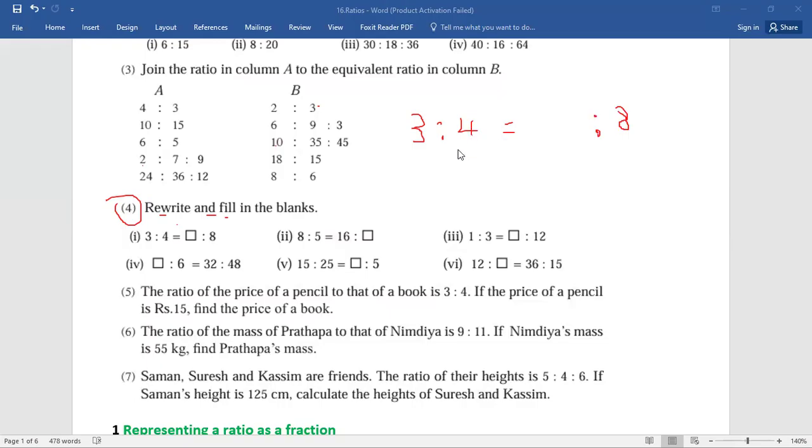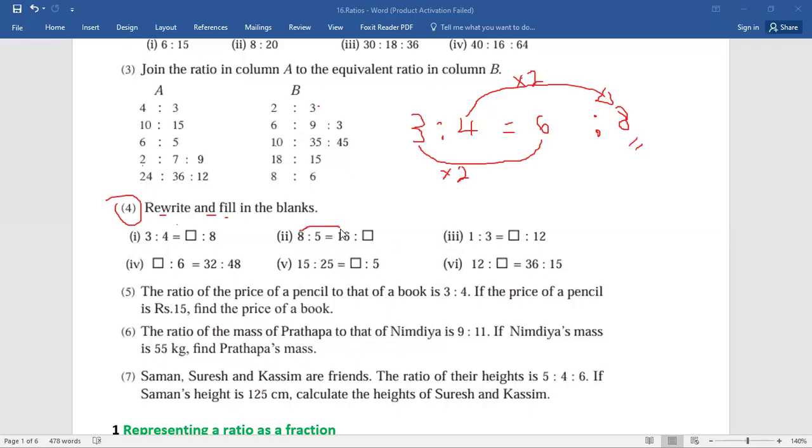So what is the only data that we can use? 4 has been converted to 8. How do you obtain 8 by using 4? Just multiply this 4 by 2. 2 times 4, it will give you 8. So you have to multiply this 3 by 2. So 2 times 3, 6. So this is the answer, right? Likewise, you have to do the rest, right?